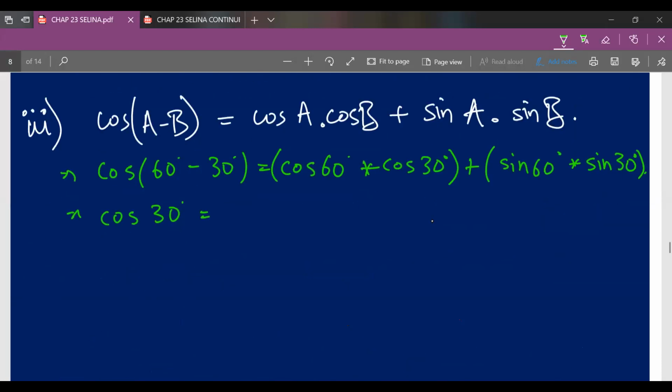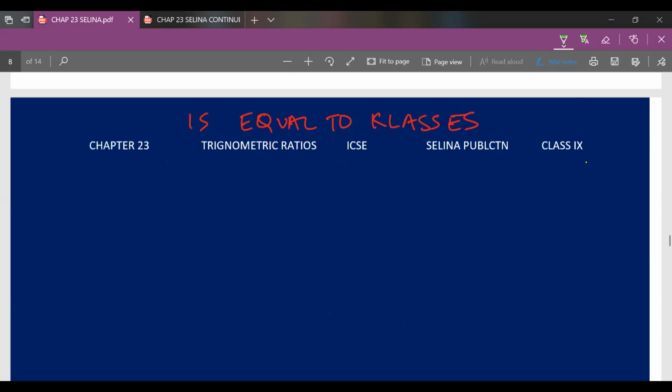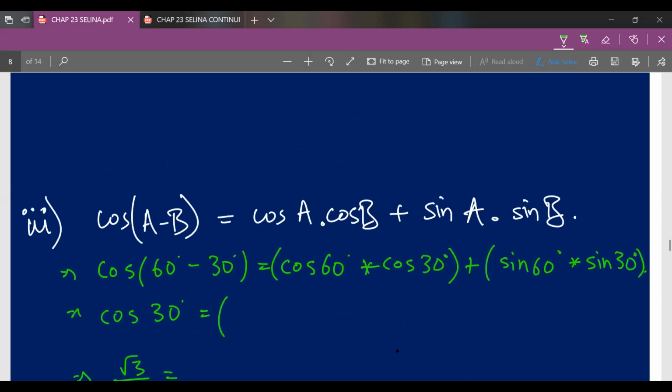So cos 30 degree will be root 3 upon 2, and I'll just write that down in the next part below. Cos 60 degree, for 60 degree there's a magic triangle mentioned above, and this is the triangle. With respect to angle 60 degree, cos 60 degree based upon hypotenuse will be 1 upon 2. So I'll write that.